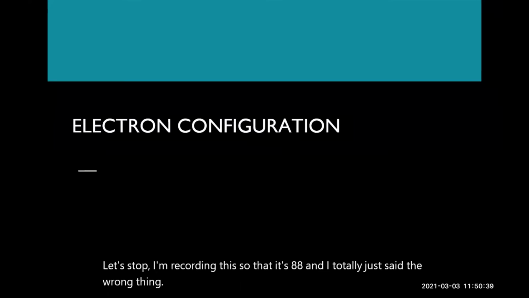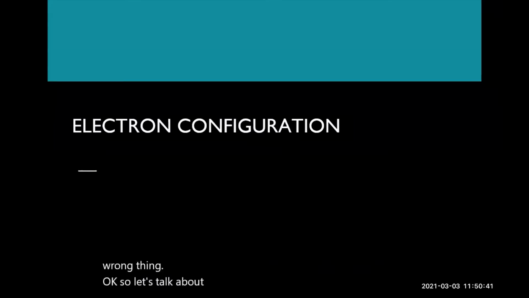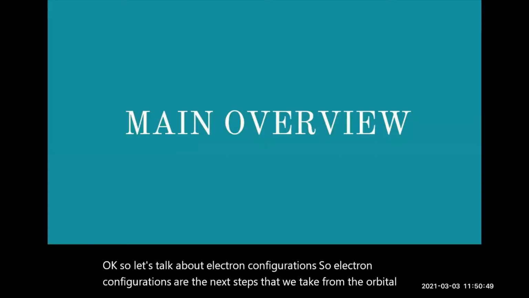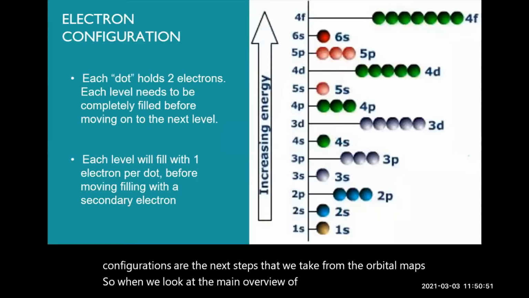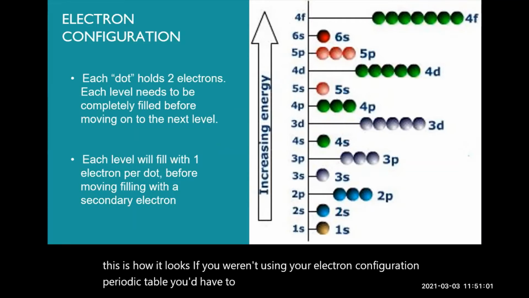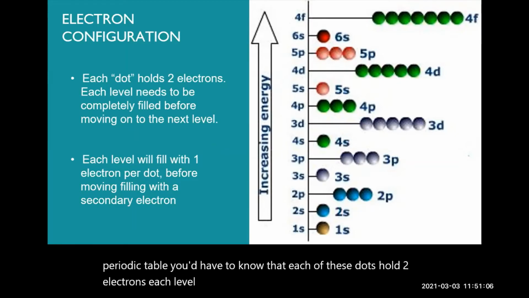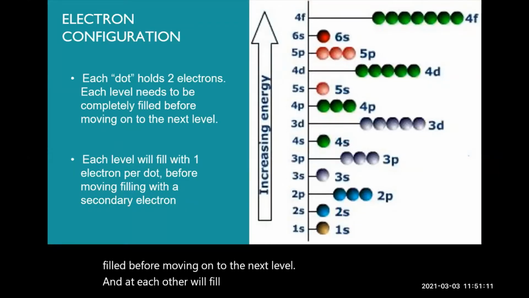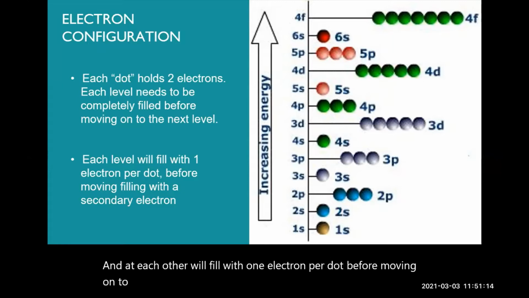Okay, so let's talk about electron configurations. Electron configurations are the next step that we take from the orbital maps. When we look at the main overview of electron configurations, this is how it looks if you weren't using your electron configuration periodic table. You'd have to know that each of these dots holds 2 electrons. Each level needs to be completely filled before moving on to the next level, and each level will fill with 1 electron per dot before moving on to fill with a secondary electron.